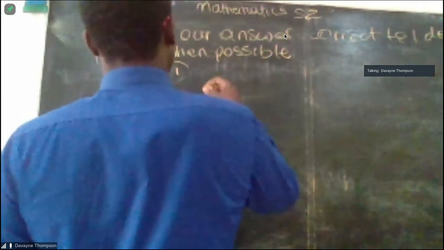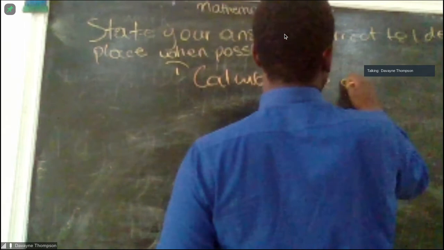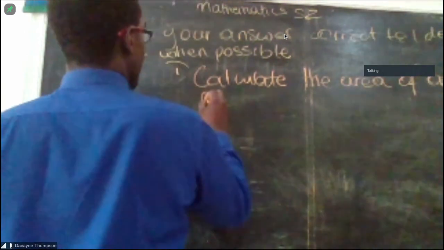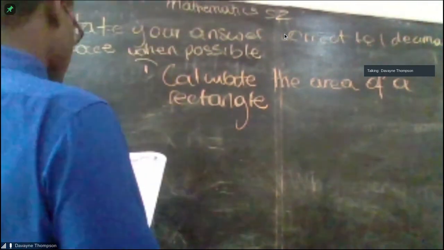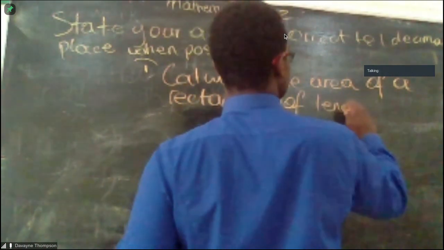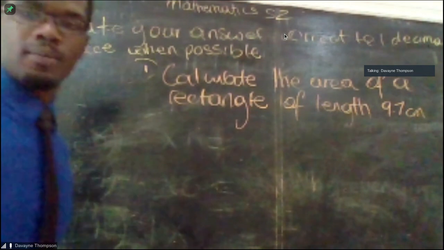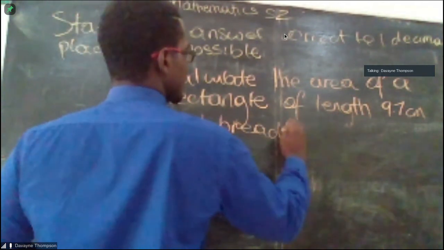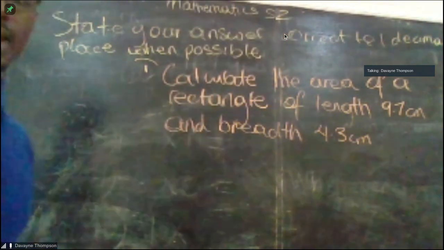Okay, here's Naima's question. Let's write it off. It says, calculate the area of a rectangle, right, of length 9.7 centimeters and breadth (width) of 4.3 centimeters. Okay, Naima, first thing you're going to sketch a rectangle.